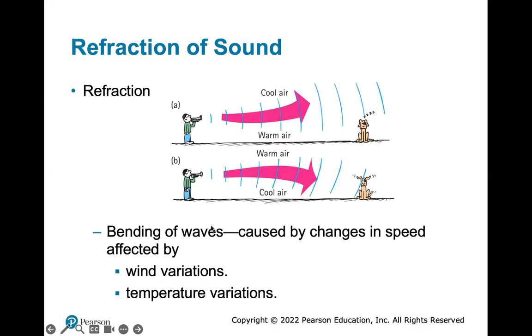The bending of waves is caused by changes in speed affected by wind variations and temperature variations. You remember, the sound is just air molecules, so the air molecules are certainly affected by wind, and they are, as we've discussed in the past, affected by temperature. I think it said it was a 0.6 meters per second increase for every degree.